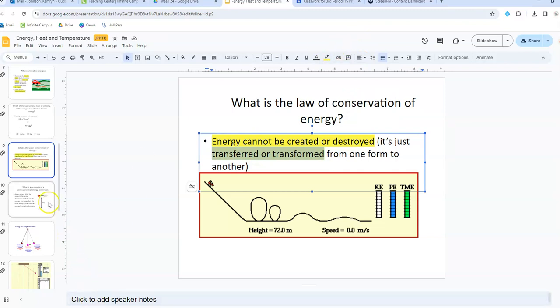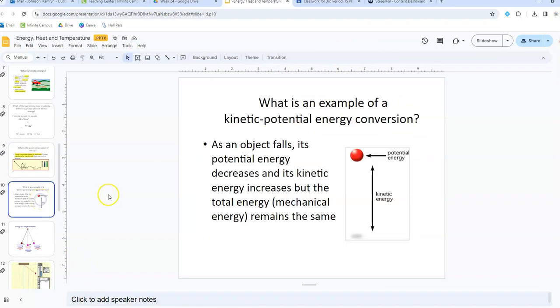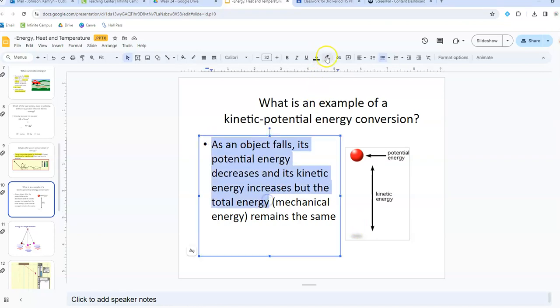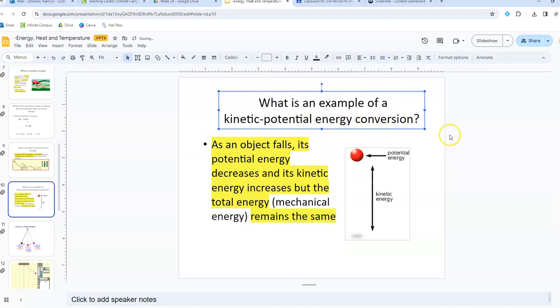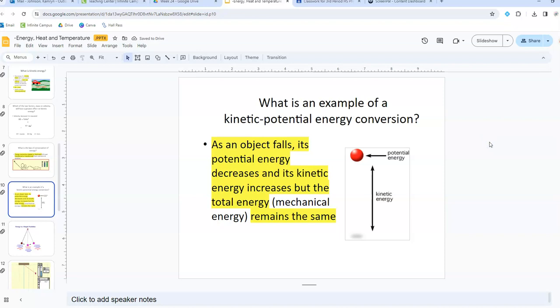So, what that is saying is, as an object falls, it starts at potential energy up at the top. When it's in motion, the potential energy is going to decrease while the kinetic energy increases, but the total energy overall is going to remain the same, okay? So potential plus kinetic is your total. Your total is going to stay the same.